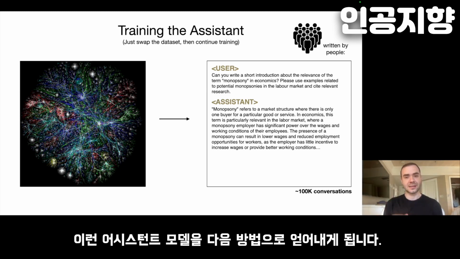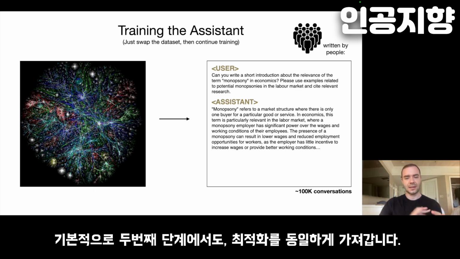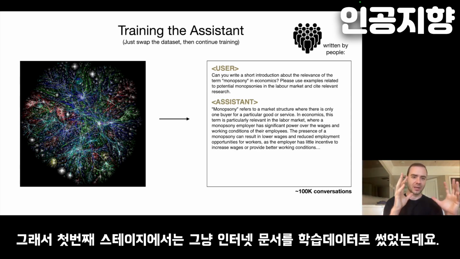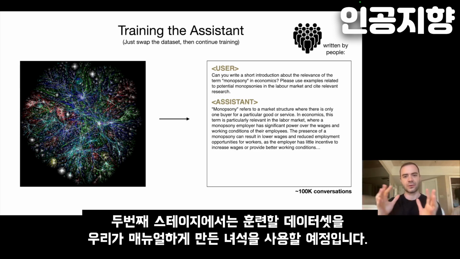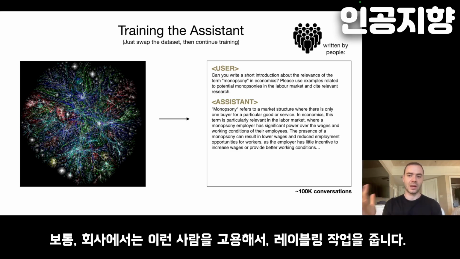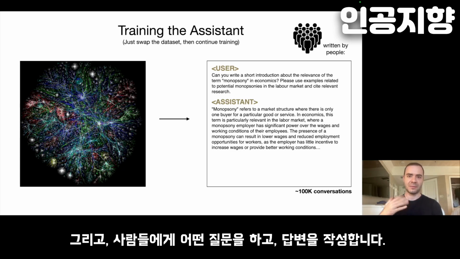The way you obtain these assistant models is fundamentally through the following process. We keep the optimization identical, so the training will be the same. It's just the next word prediction task, but we're going to swap out the data set on which we are training. It used to be that we were training on internet documents. We're going to now swap it out for data sets that we collect manually. The way we collect them is by using lots of people. Typically a company will hire people and give them labeling instructions, and ask them to come up with questions and then write answers for them.